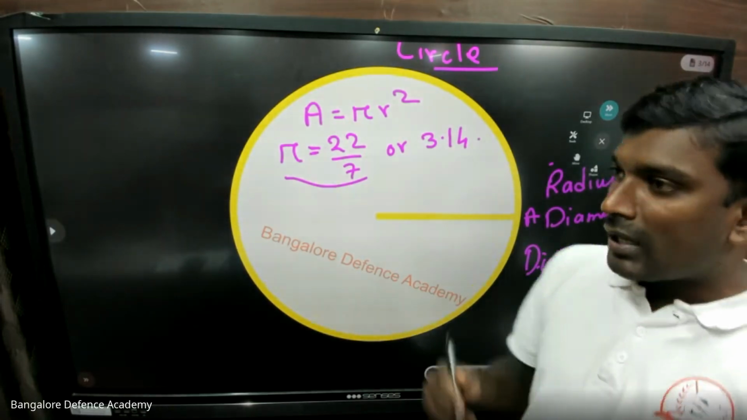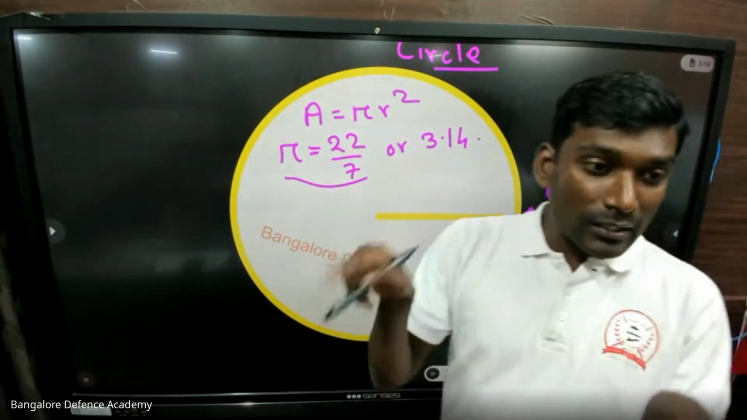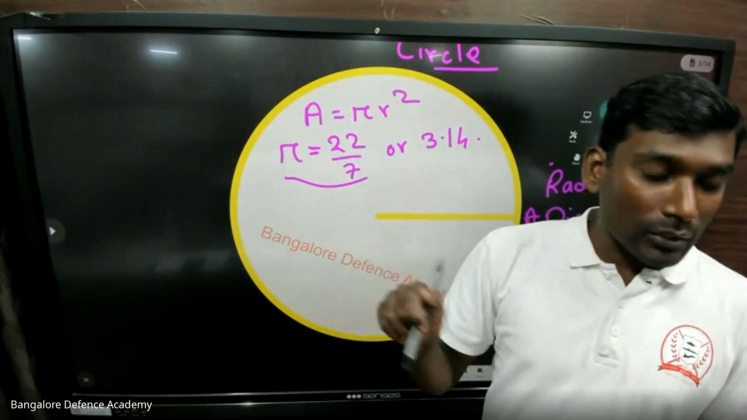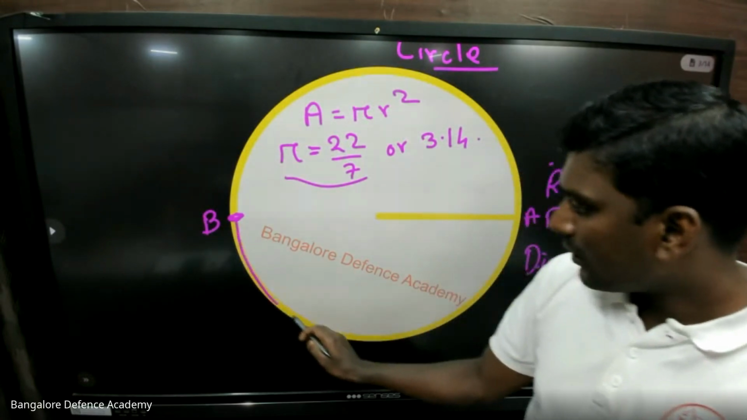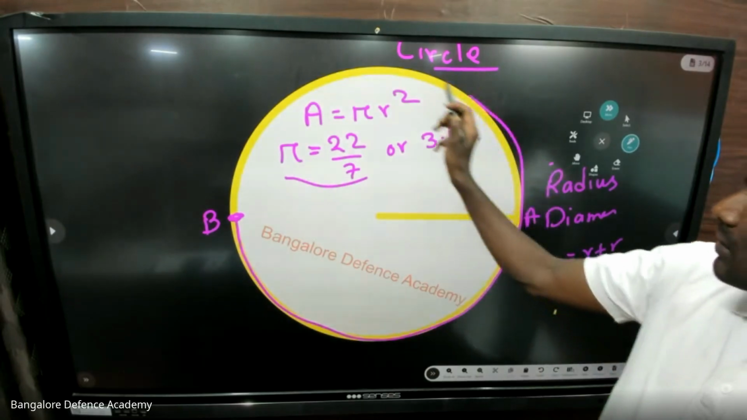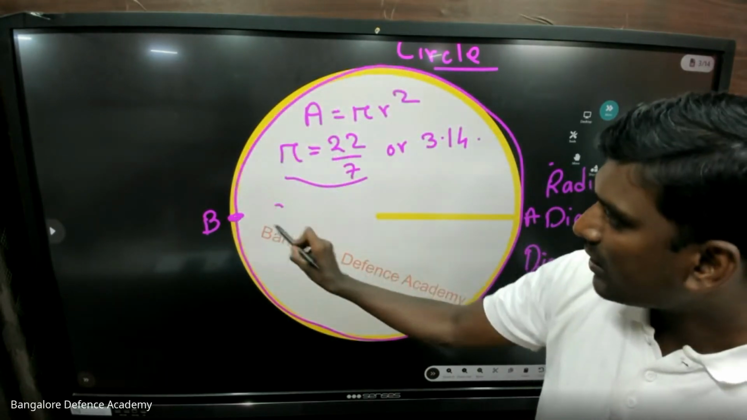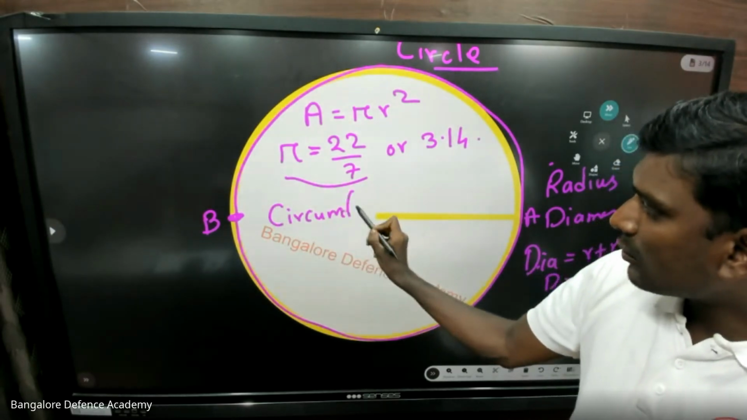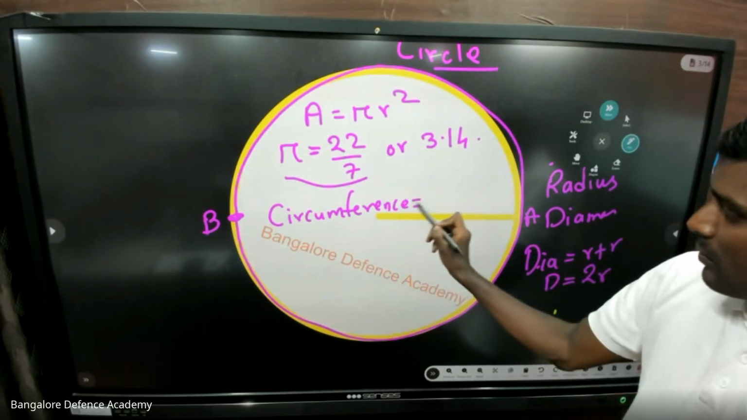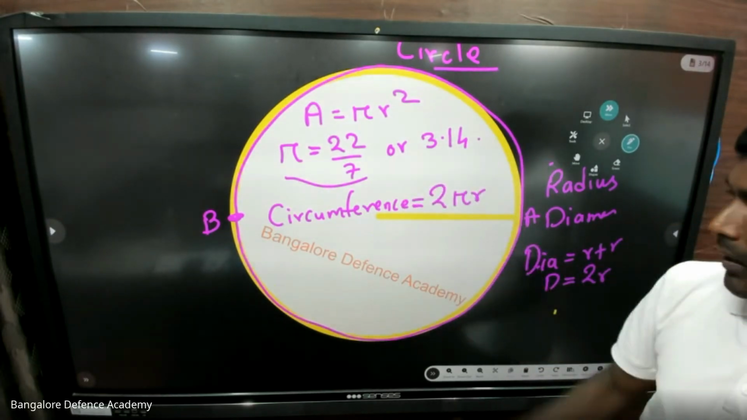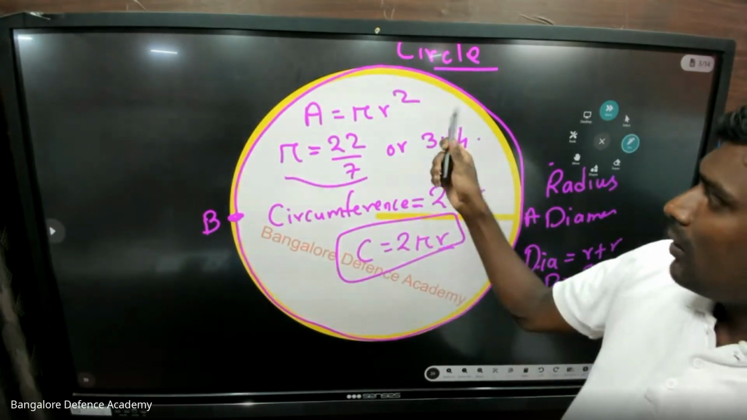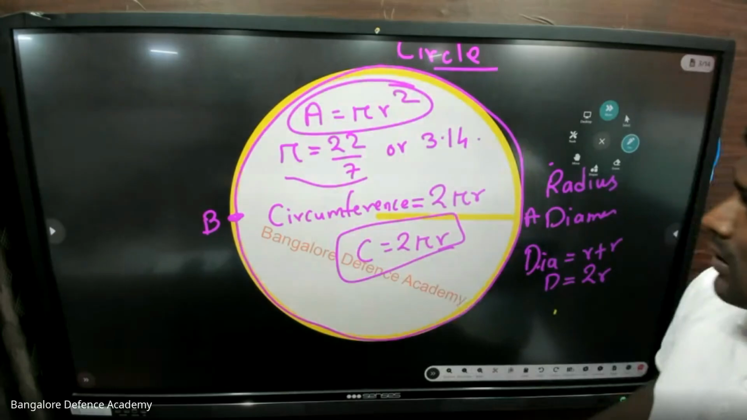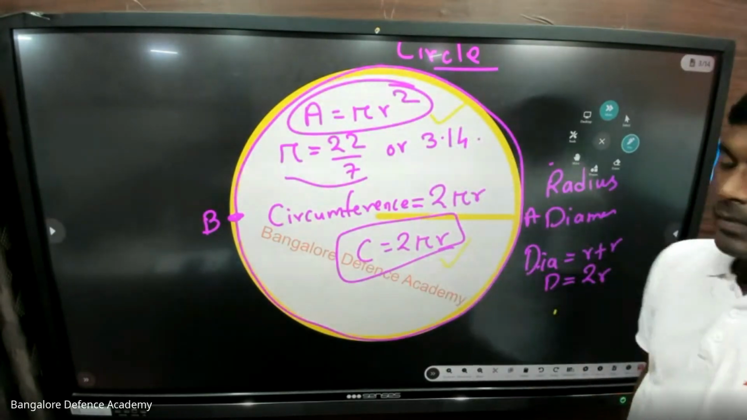In the last two types of diagrams we saw perimeter, but in a circle I call it circumference. Imagine this is a point B here. I start from here, go around this circle, and come back to the same point. This is called circumference. Write it down without spelling mistakes. The formula for circumference is 2 pi r, so in short, C is equal to 2 pi r. For your exams, you have these two things: area of a circle and circumference of a circle.